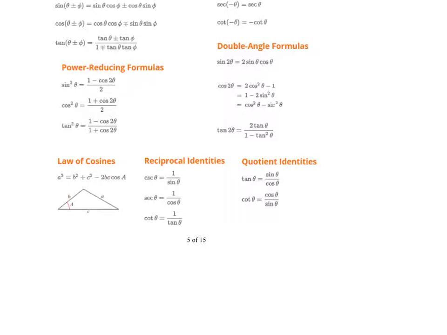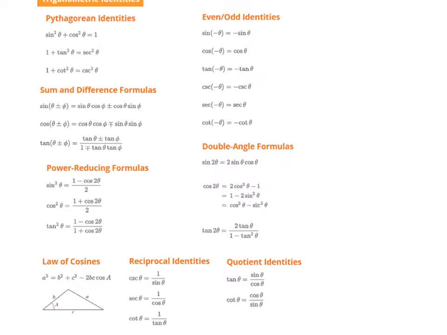The law of cosines was a squared equals b squared plus c squared minus 2bc cosine of A, where A is the angle. This is for non-right triangles. Just remember, when it's a non-right triangle, you can still relate the sides and angles using the law of cosines and/or the law of sines.